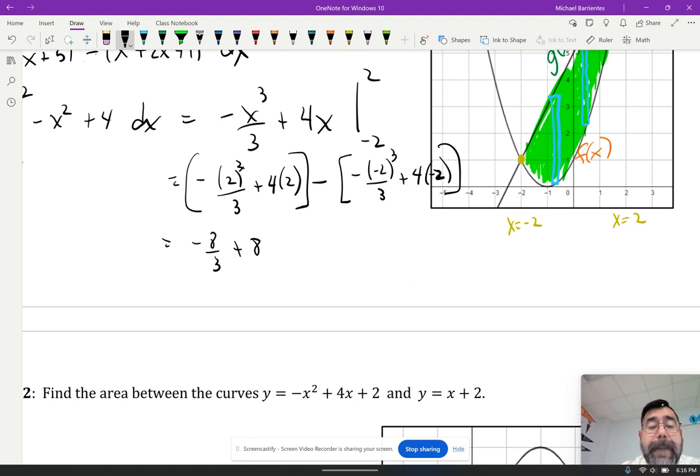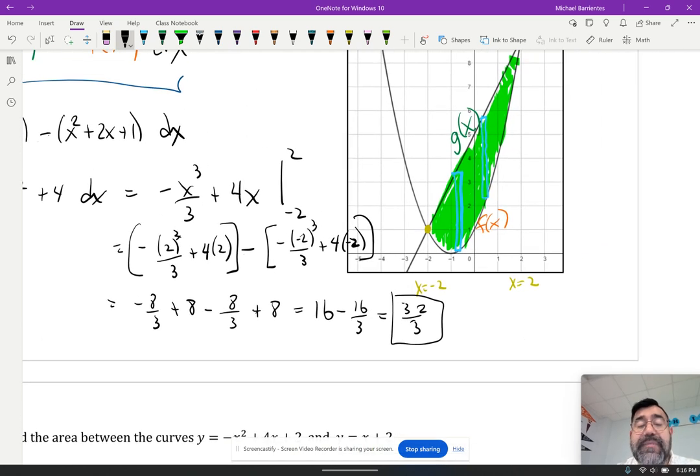Here I have to be careful. Minus a minus, so that becomes positive. But then this becomes negative 8 over 3. So it does become a negative. Or you can think of it as negative 2 to the third power is negative 8, and then the opposite of that would be positive 8. Oh, but I'm subtracting, so minus 8 thirds. And then this would be plus, be very careful, because it's subtracting a negative 8, so this would be plus 8. So my final result would be 16 minus 16 thirds, or 32 thirds, and this is the exact area that's in between those two curves.